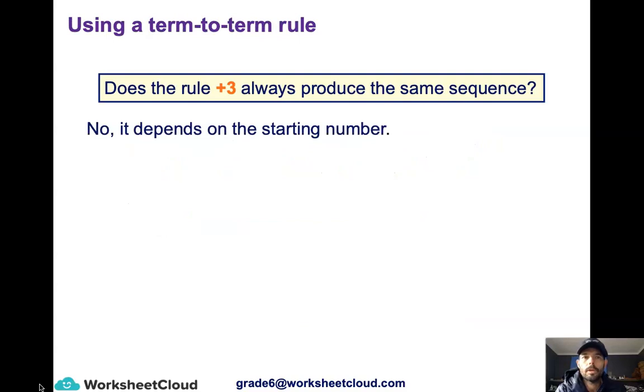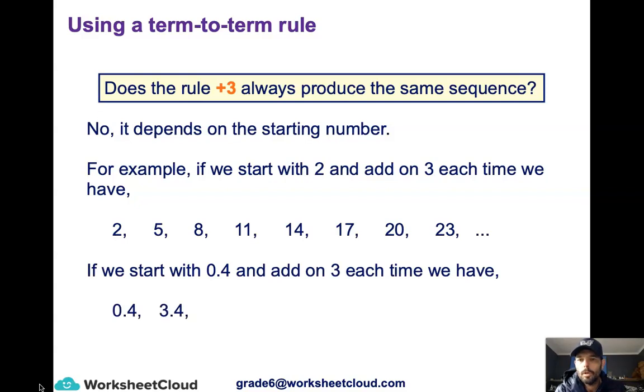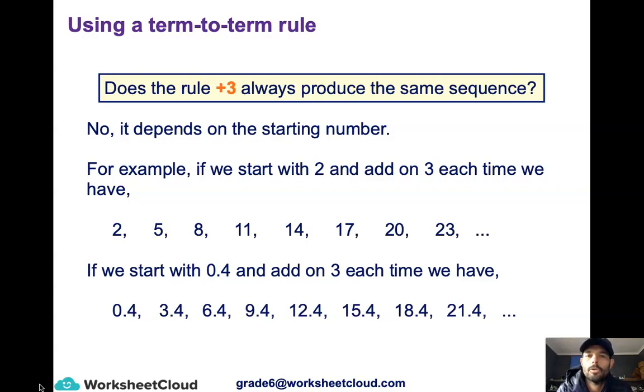So does the rule plus 3 always produce the same sequence? The answer there would be no, because it depends on what number you start with. So if I started with 2, then my sequence is going to look like the one on your screen at the moment. But if I started with 0.4, then my sequence would look like the second sequence on your screen. So I could have put an infinite number of numbers to start with and then add 3. They would have all looked different. So just be aware that the rule add 3 doesn't always produce the same sequence of numbers.